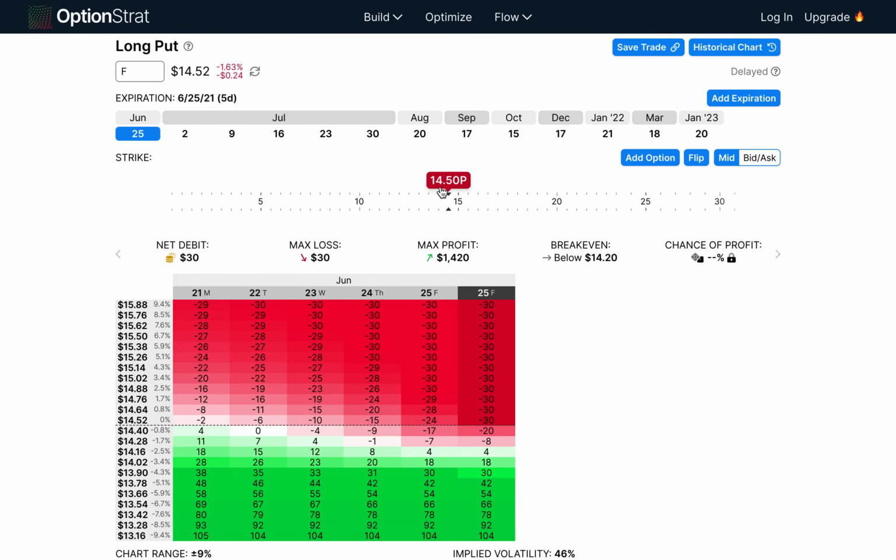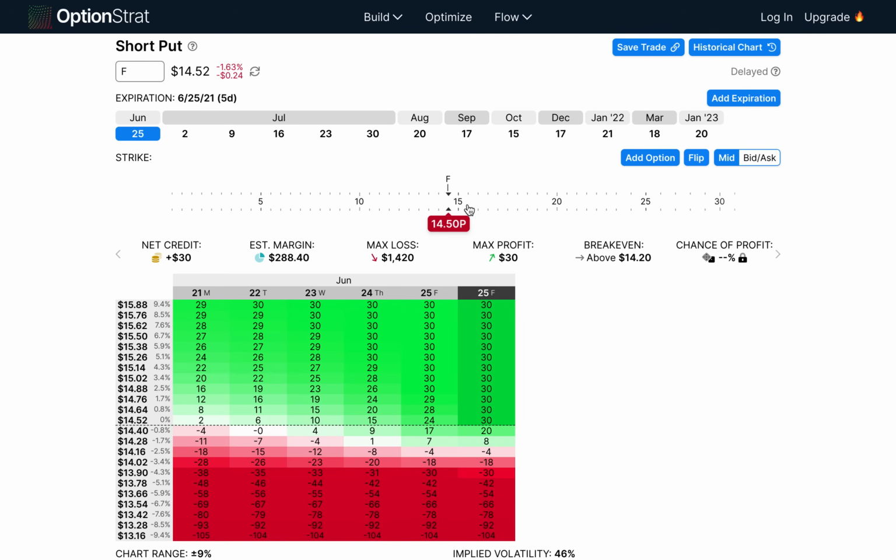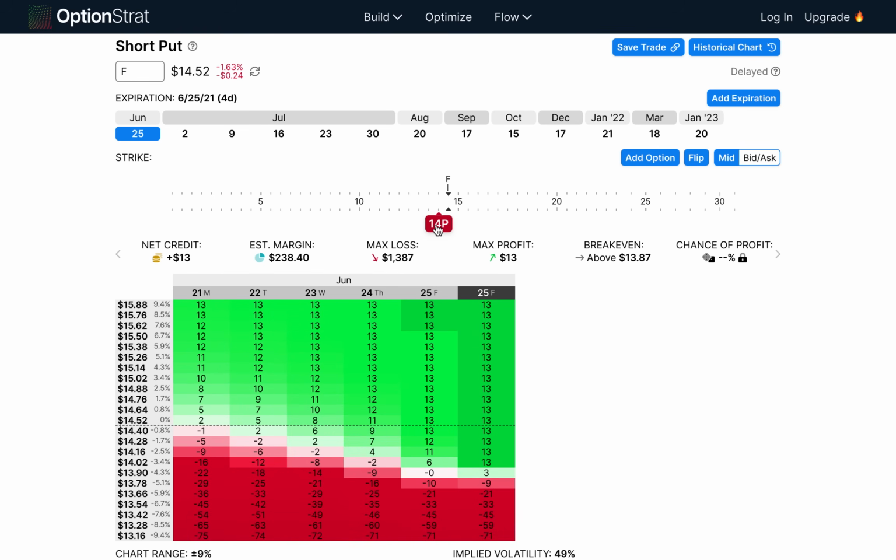Now, this is a long put, which shows you up here, right? So we don't want to buy a put right now. We want to first sell a put. So what you can actually do is click on flip here, and this will change it to be a short put, or selling a put. Remember, we first sold a put at the $14 strike, so I can just drag this to the left. Here's the put that we're selling at the $14 strike.